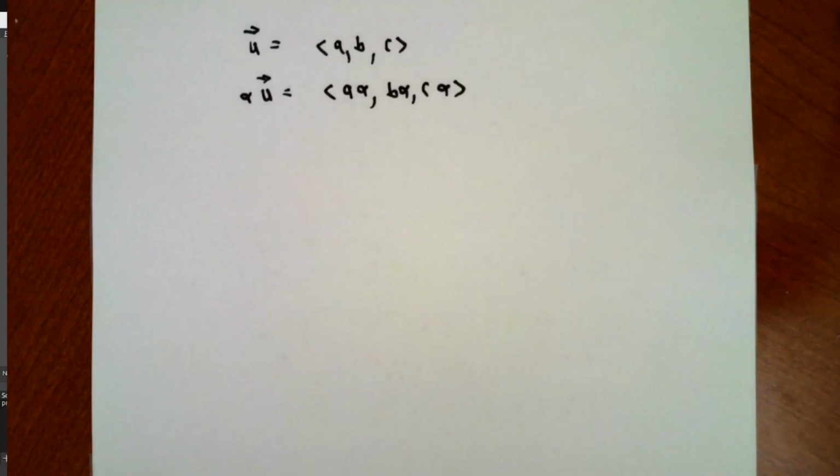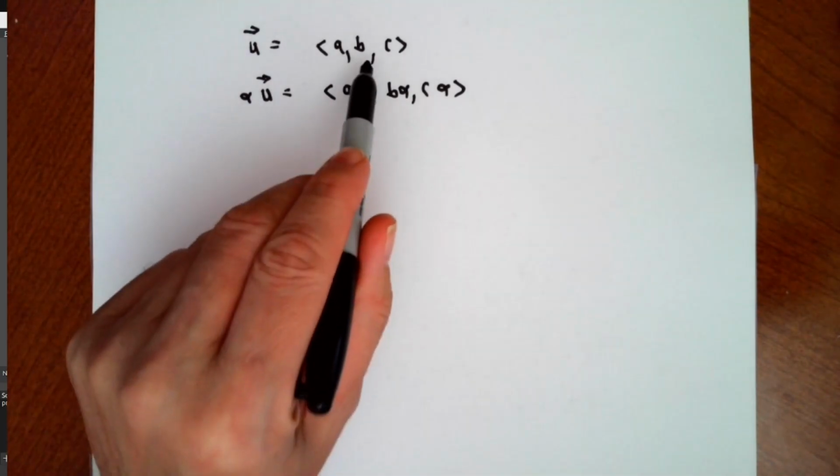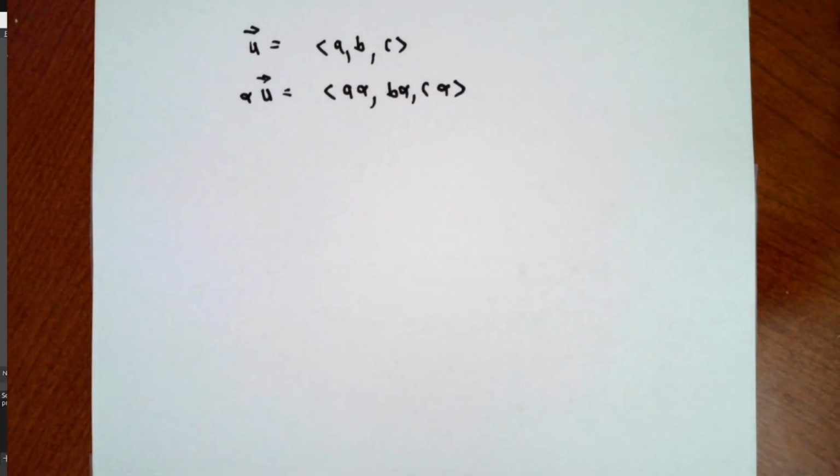If I have two vectors that are parallel, then their cross product is the zero vector. Remember that parallel means that one vector is a number multiplied by the other vector. As before, I'll let vector U have components A, B, and C, and I'll think about some number alpha multiplied by U. We multiply numbers by vectors by multiplying each component by the number. So alpha U is A times alpha, B times alpha, C times alpha.